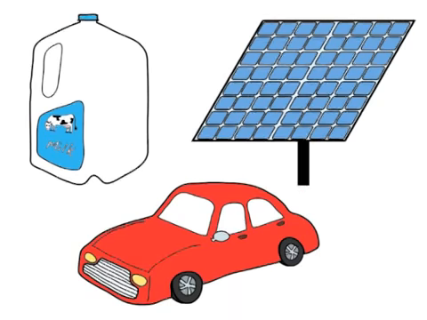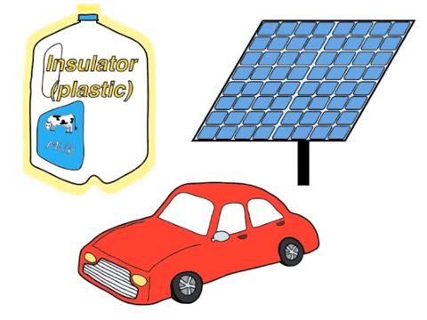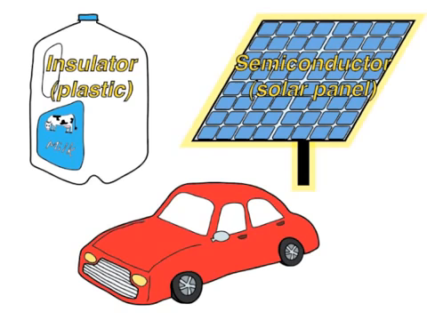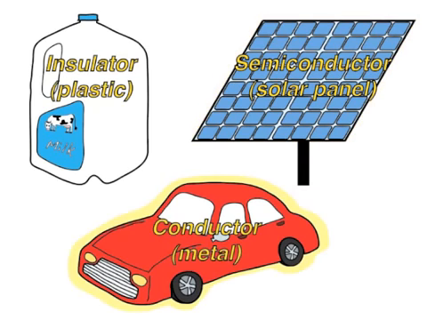Different types of materials require different amounts of energy to free electrons. An insulator requires a really large amount of energy, a semiconductor requires a medium amount of energy, and a conductor requires minimal or no energy to free electrons.